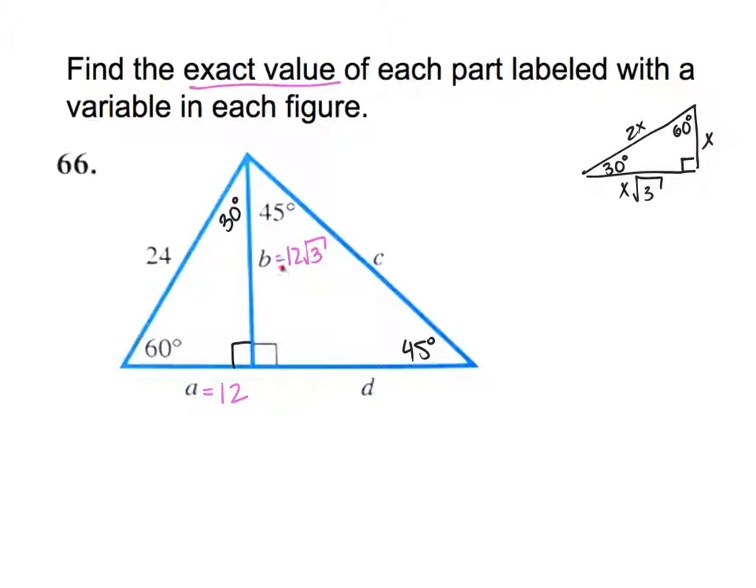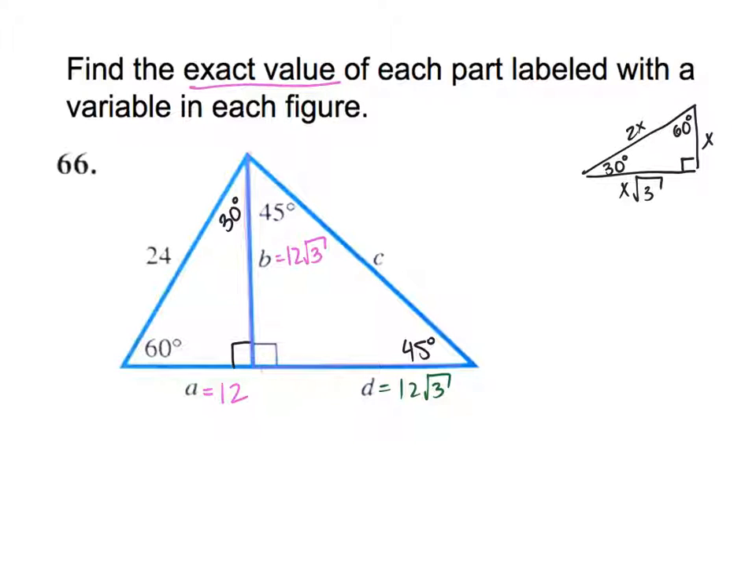On this side, if this side here is 12 square root of 3, that means that this side here is also the 12 square root of 3. So that's what I'm going to write here, 12 square root of 3. And then this side here is our hypotenuse. So let's just review real quick about the 45-degree triangle.